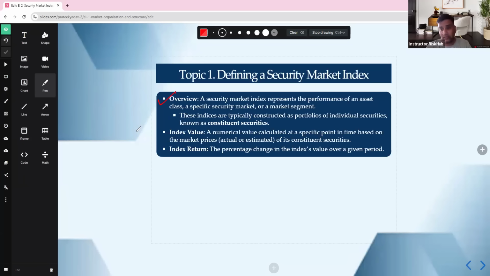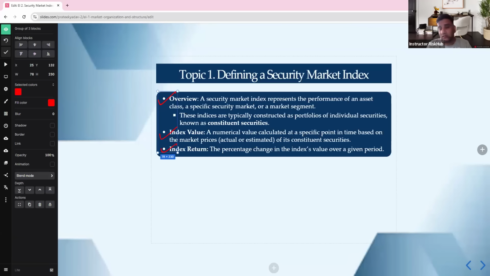When you talk about index value, it is a number representing the market at a point in time based on prices of underlying securities. Example, Nifty value today ended at around 24,200. Think of where the market is right now. Then we talk about index return, the percentage change in index value. Return is equal to new value minus old value divided by old value. Think of it as how much the market grew, right? So that's a security market index.